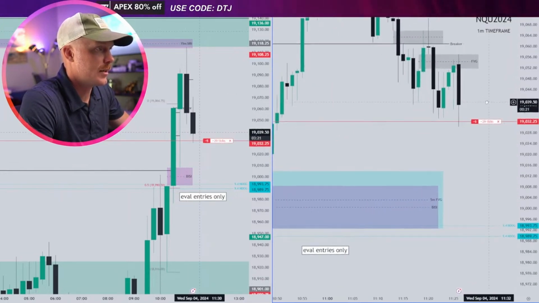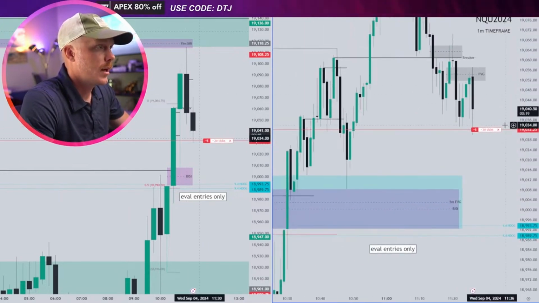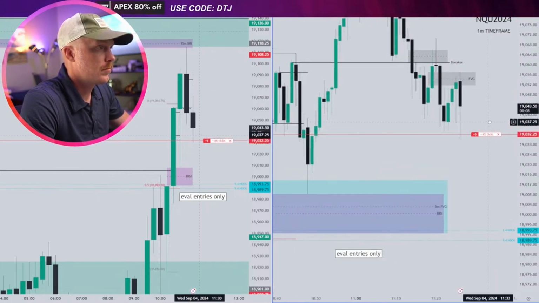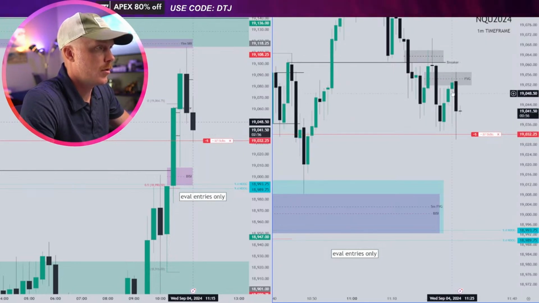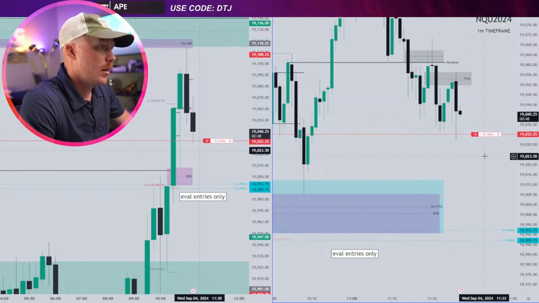This is a late entry, guys. This really sucks. I shouldn't have done that. That was an emotional entry. Let's see if price wants to hold it. We closed below the consequent encroachment of this wick. We closed below it. We just wicked back up at it. Let's see if it pushes lower. That was a horrible entry on my part. Horrible entry.